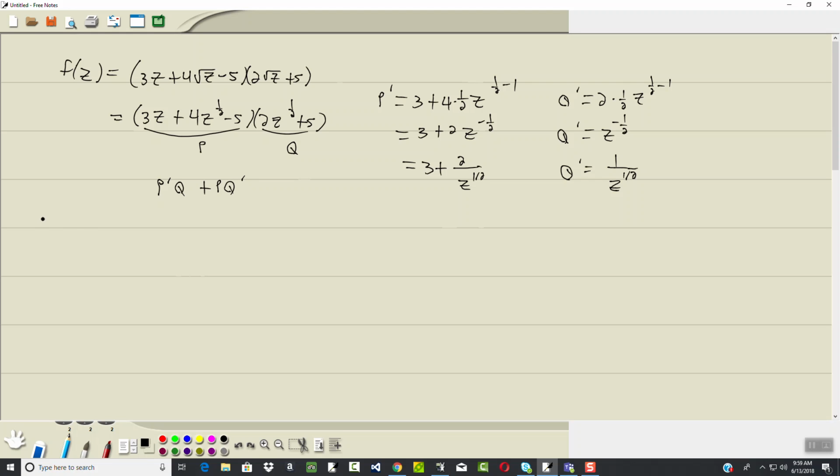That's our product rule. So for f prime, we're going to have p prime, which is 3 plus 2 over z to the 1/2, times q, which is 2z to the 1/2 plus 5, plus p, which is 3z plus 4z to the 1/2 minus 5, times q prime, which is 1 over z to the 1/2.